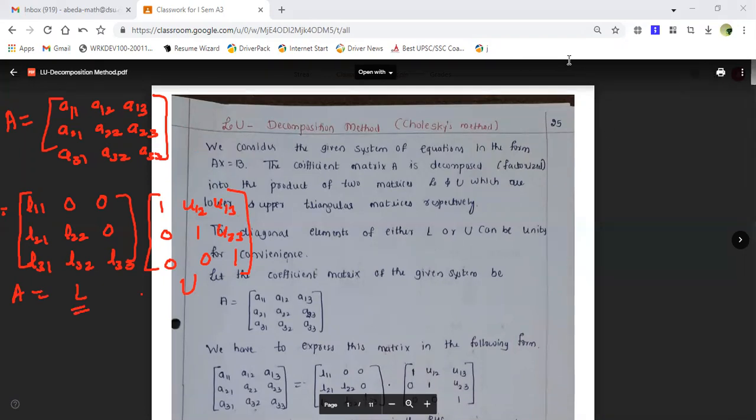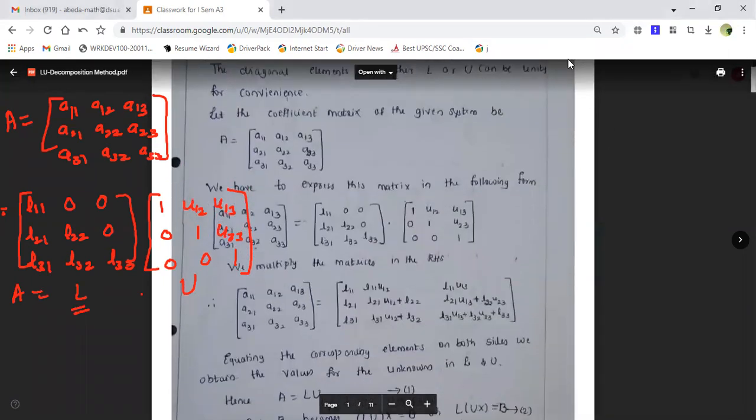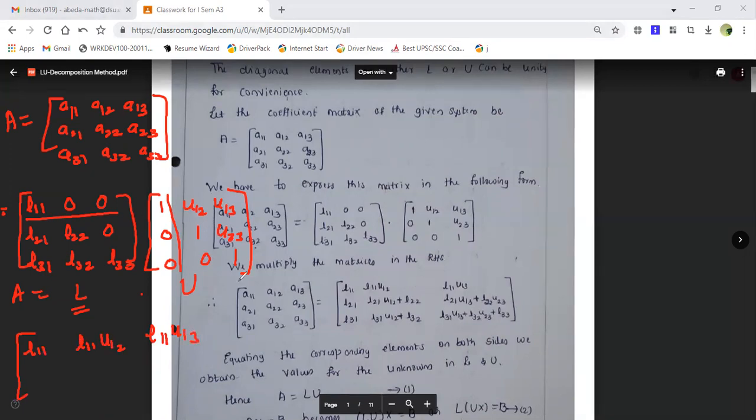Once we have done with this first step, next we multiply the matrices on the RHS. We want to multiply these two matrices now, that is matrix multiplication: the first matrix row into the second matrix column. If I do that, it is L11 into 1, that is L11 here, and the remaining elements will be 0 into 0, 0 into 0. The second element will be L11 into U12, and the remaining again is 0 into anything, which is 0. The third element is L11 into U13. The remaining elements are 0.